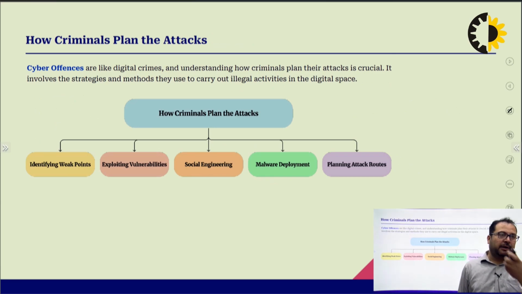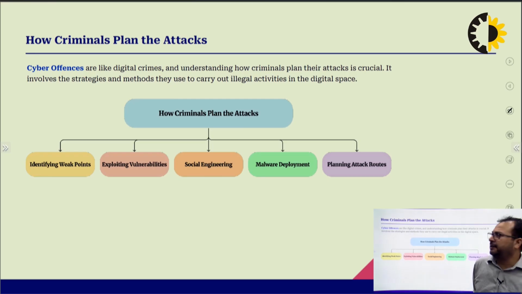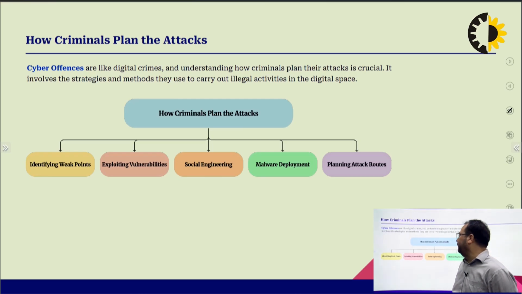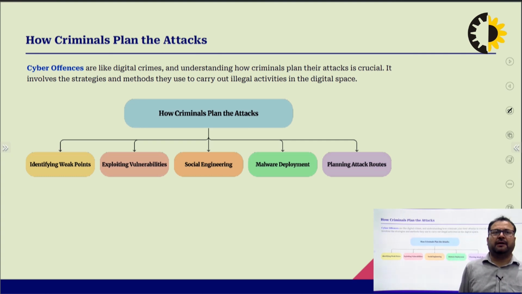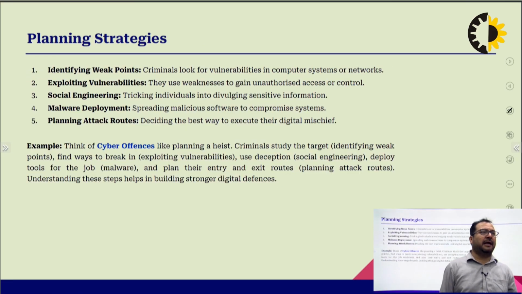So how do criminals plan the attacks? These are some steps the criminals use. They simply identify the weak point, exploiting vulnerabilities in the system. They look for what the weak points are, and then they start digging. They use social engineering, malware deployment and planning attack routes. These are all the planning steps of the cyber criminal.